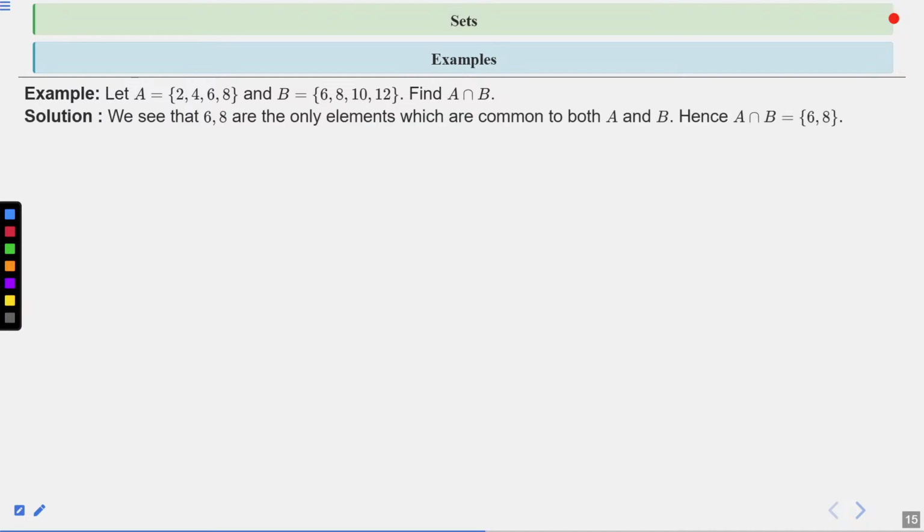So, can somebody answer? The intersection? Correct, 6 and 8. Why? Because the definition says so. The definition says you have to collect what type of elements? Common elements to both sets, and the common elements are only 6 and 8. So, A intersection B will be your set {6, 8} in roster form.